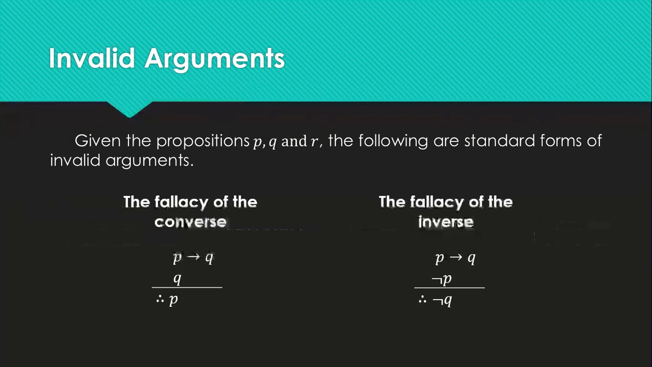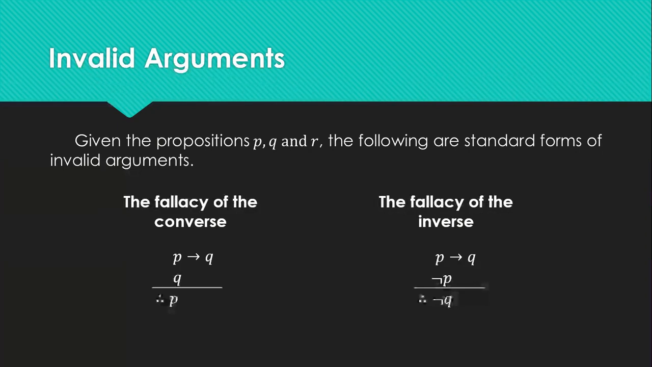We also have the standard forms for invalid arguments. Meaning, if we have an argument and we see that its form is like this, then it will automatically be invalid. We have the fallacy of the converse. If an argument is invalid, we can call it a fallacy. The fallacy of the converse is stated in this manner: P implies Q as one of its premises, but the other premise is Q, meaning the consequent of our conditional statement, the effect rather than the cause. If our conclusion is P, then this will be a fallacy of the converse.